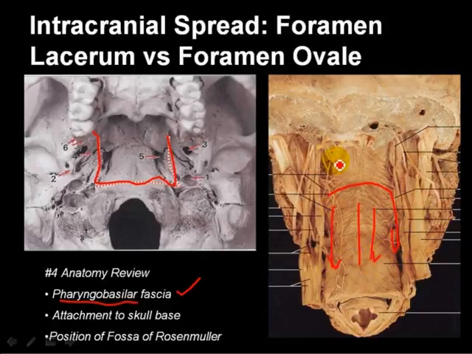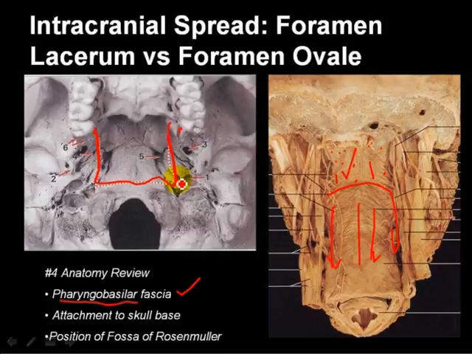At this level is the pharyngobasilar fascia, and this pharyngobasilar fascia is ligamentous. So the attachment is something like this. It comes from around the medial pterygoid plate to the region around the opening of the internal carotid artery.